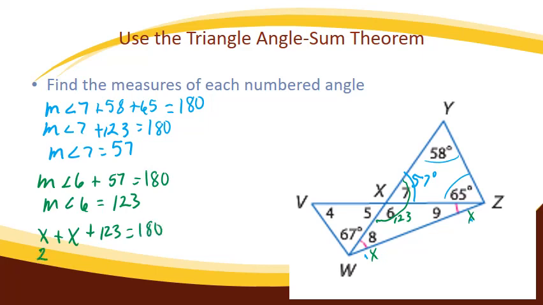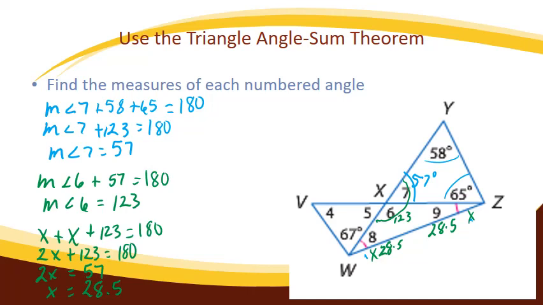So then I've got 2x, x plus x is 2x, plus 123 equals 180. And we're going to subtract 123 from both sides. So then I got 2x equals 57. And when we divide 57 by 2, then x is going to equal 28.5, which means that the measure of angle 8 is 28.5, and the measure of angle 9 is 28.5. So we got those two. So that leaves us with 4 and 5.